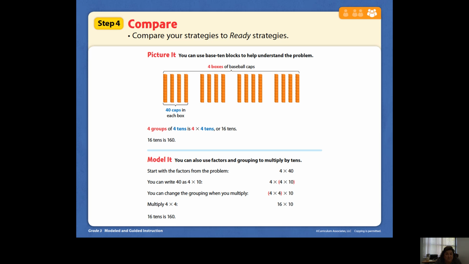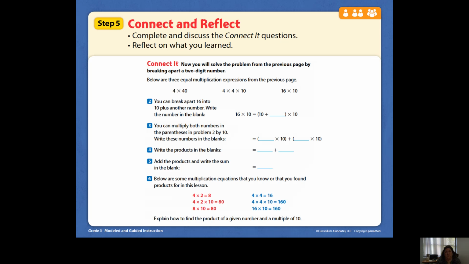4 times 4 is 16 because we can add up 4 fours and get 16. And now we've got to not forget, we've got to multiply that by the 10. So if you multiply 16 times 10, you're going to get 160. This really comes in handy when you have a problem like 364 and you just need to break it down a little bit. So we're going to look at our connect and reflect. If you will flip the page over to 95, we're going to connect all this together, okay?